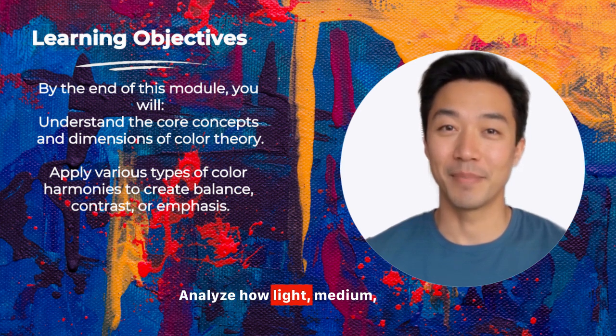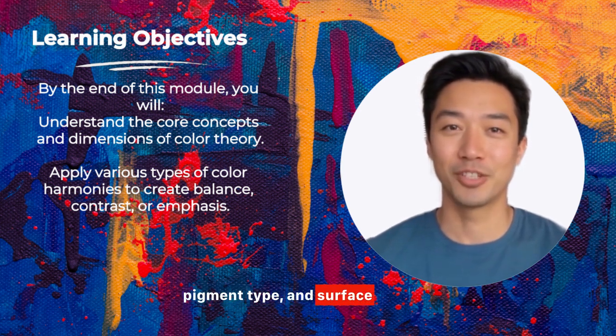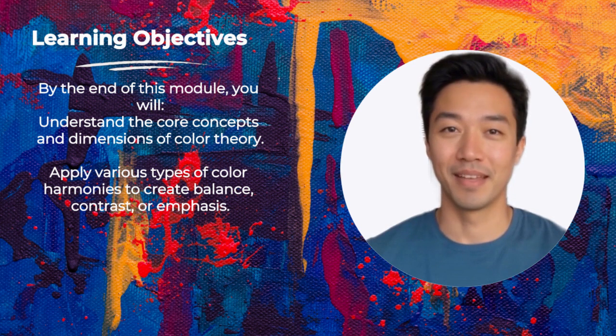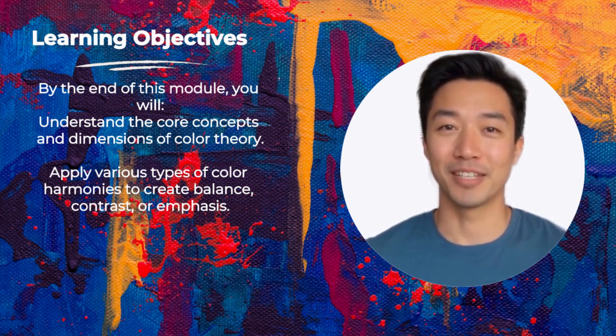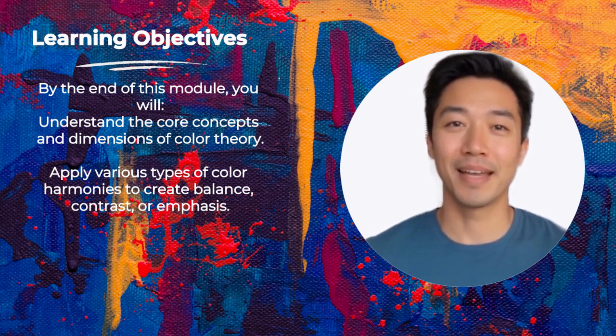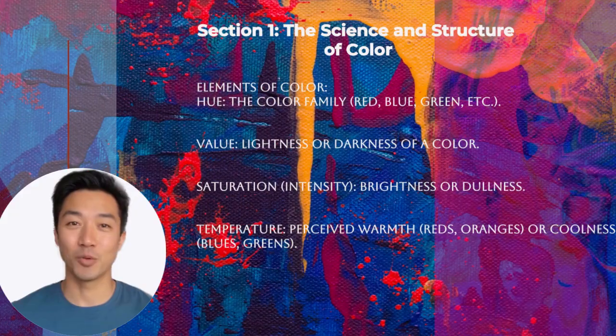Analyze how light, medium, pigment type, and surface impact color behavior. Employ color strategically to influence viewer perception, depth, and mood. Section 1. The science and structure of color.